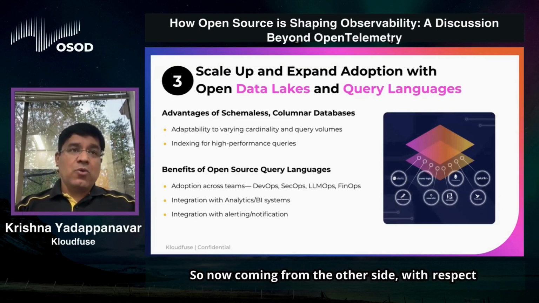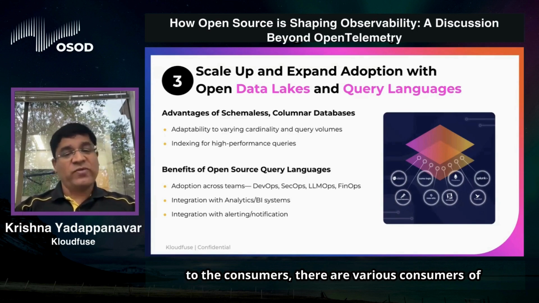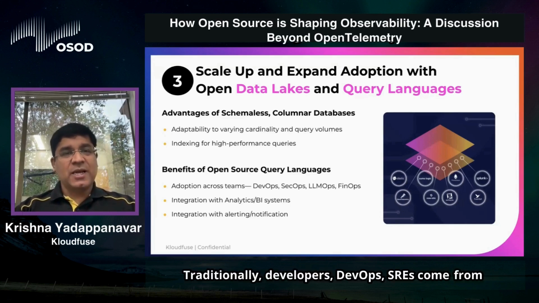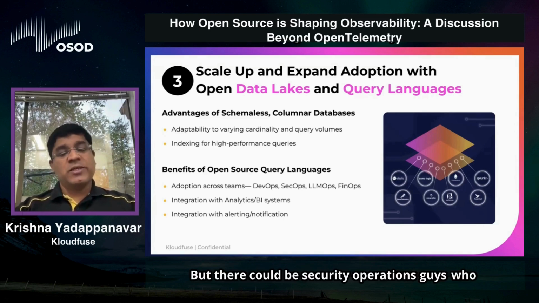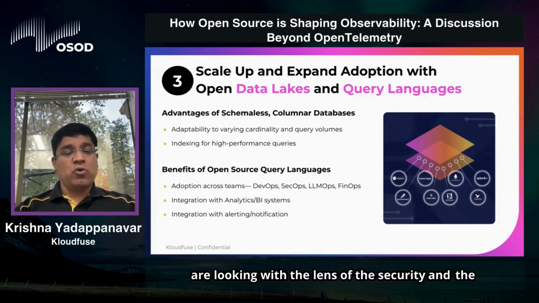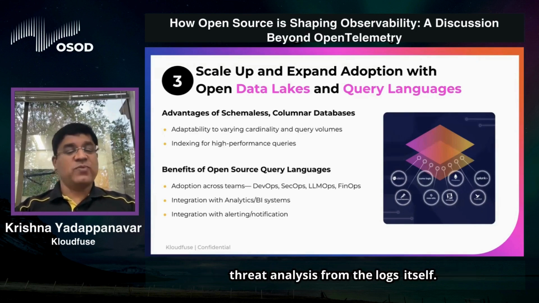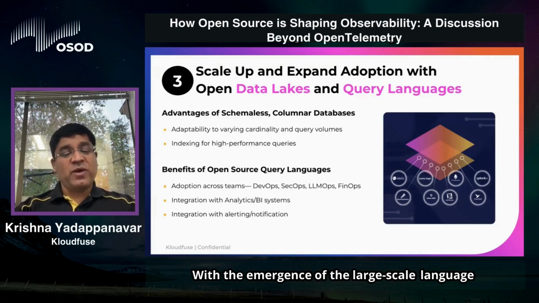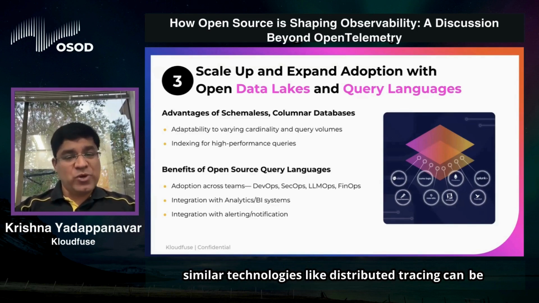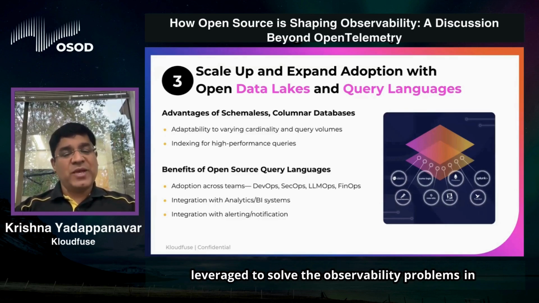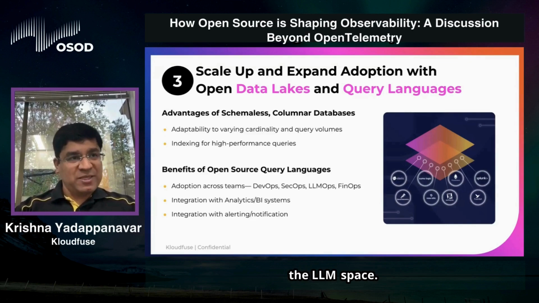So now, coming from the other side with respect to the consumers, there are various consumers of this Observability data. Traditionally, developers, DevOps, SREs come from the traditional Observability data, what they call the MELT: metrics, logs, events, and traces. But there could be security operations guys who are looking with the lens of security and threat analysis from the logs itself. With the emergence of large-scale language models, applications are getting built so that similar technologies like distributed tracing can be leveraged to solve the observability problems in the LLM space.